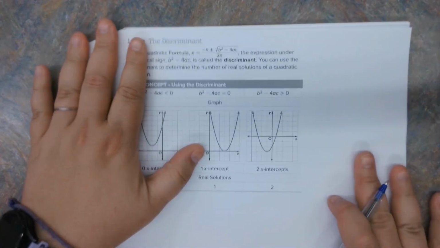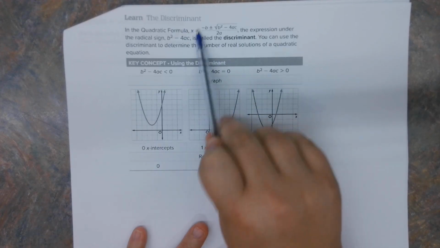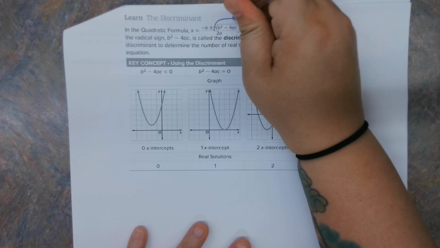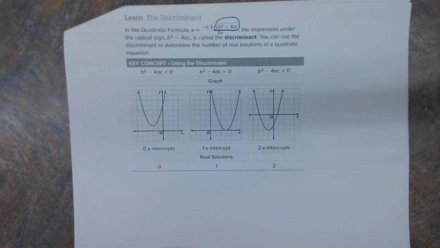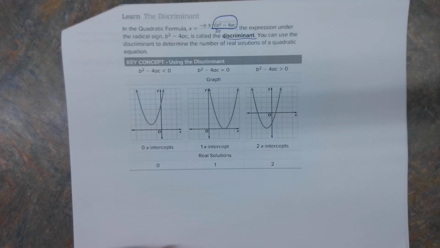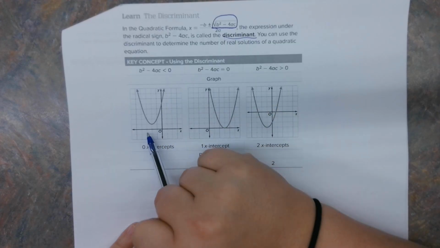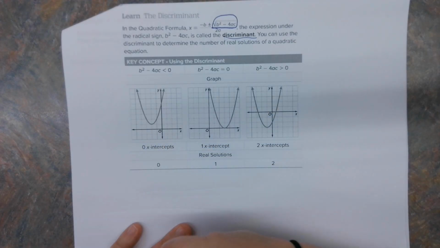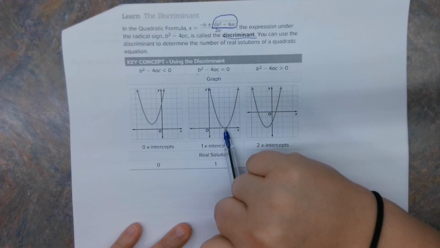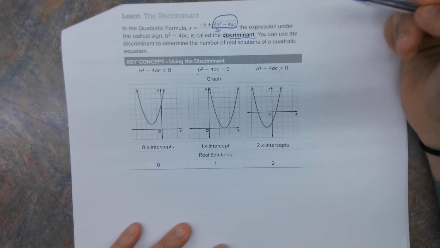Okay, we're almost done. We're going to talk about the discriminant. Use the quadratic formula; the expression under the radical sign, so just this part right here, is called the discriminant. You can use the discriminant to figure out how many solutions a quadratic equation has. If the answer is less than 0, there are no x-intercepts, no solutions. If the answer is 0, there is one solution. If the answer is greater than 0, there are 2 solutions.